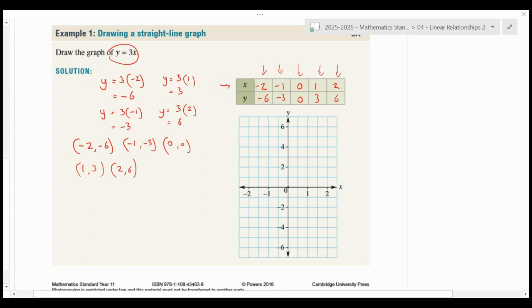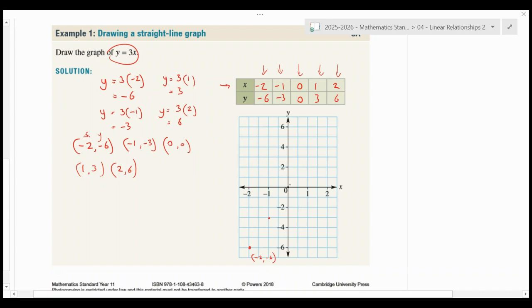So -2, -6, remember that is your x value, that is your y value. So we go across to -2 and then down to -6. So we come all the way down here, and that's our point. So that is -2, -6. Now, I'm not going to write all the points on them. I just wanted to write that one on there so you can see it. Next one is -1, -3. So once again, across to -1, down to -3, which is in between -2 and -4.